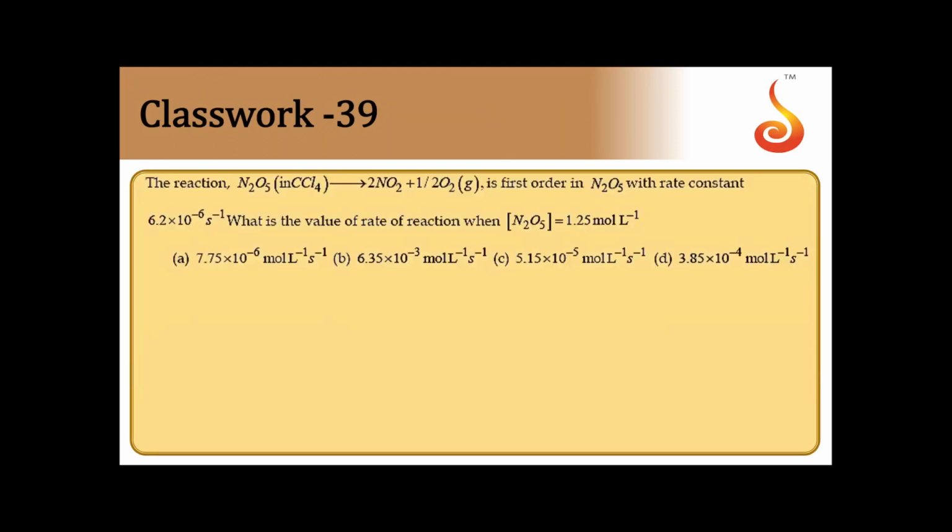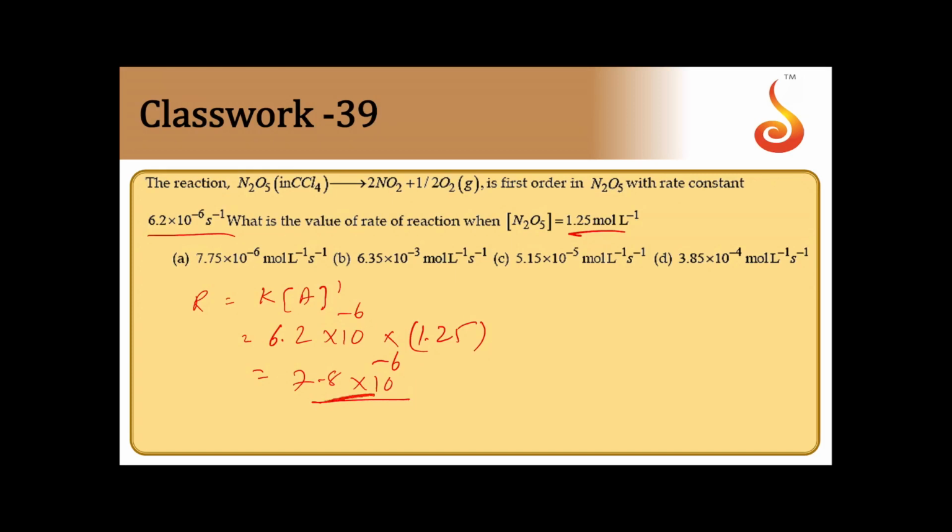It is a first order reaction. Now the rate is equal to rate constant K into concentration of A to the power of 1, which is equal to rate constant given as 6.2 × 10 to the power of minus 6, and the concentration of A is given as 1.25. Multiplying these two, we are going to get 7.8 × 10 to the power of minus 6. So 7.8 should be the answer. So roughly it is option A. A is the answer.